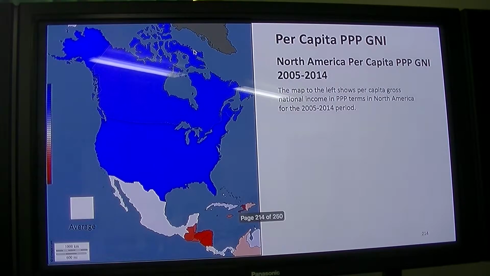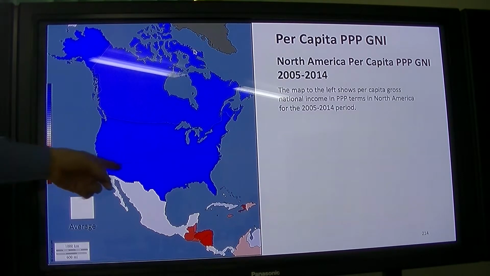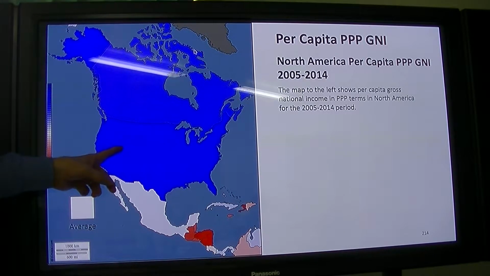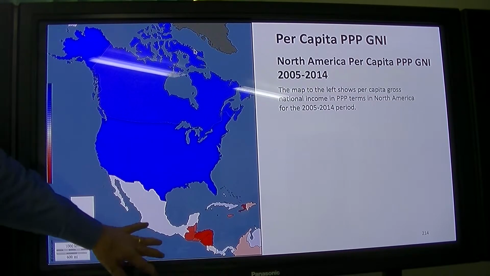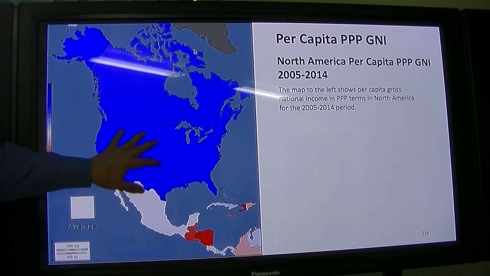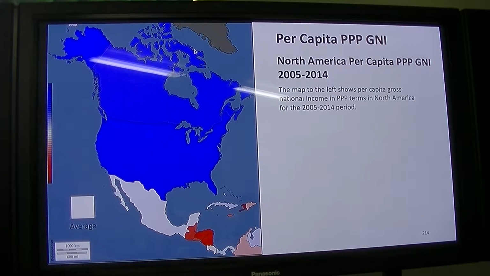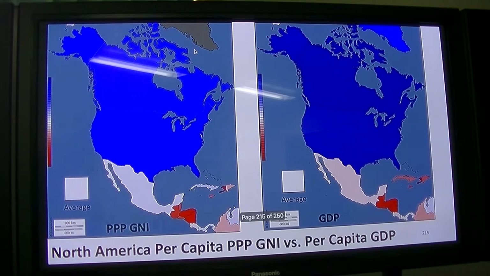So you can see that these countries end up different. Now here's something interesting, because the U.S. ends up quite well off. The U.S. is well off. Again, this is PPP, purchasing power parity. The United States is wealthier than Canada, and I think you see that.